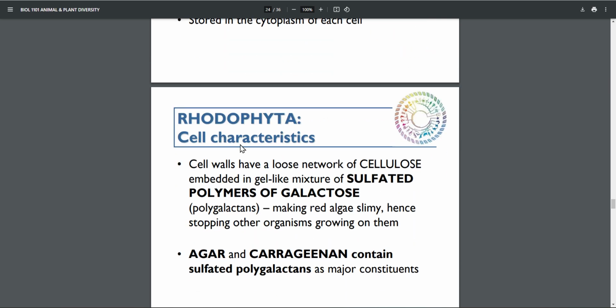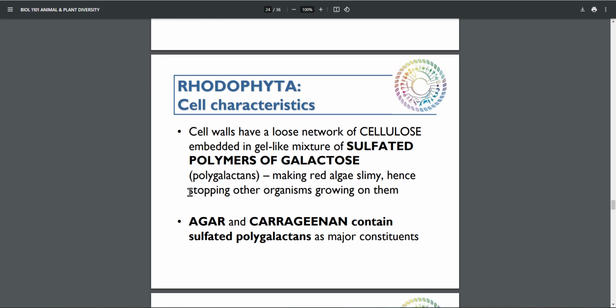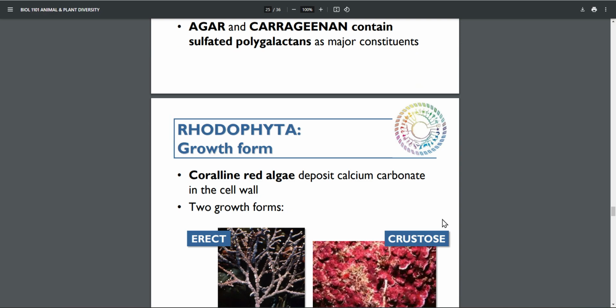And then the cell walls of red algae have cellulose embedded in a gel-like mixture of polygalactans, which is a sulfated polymer of galactose. It makes them slimy, and it inhibits other organisms from growing on them. Agar and carrageenan, which are things that you would use, are extracted from red algae. They contain these sulfated polygalactans as a major component.